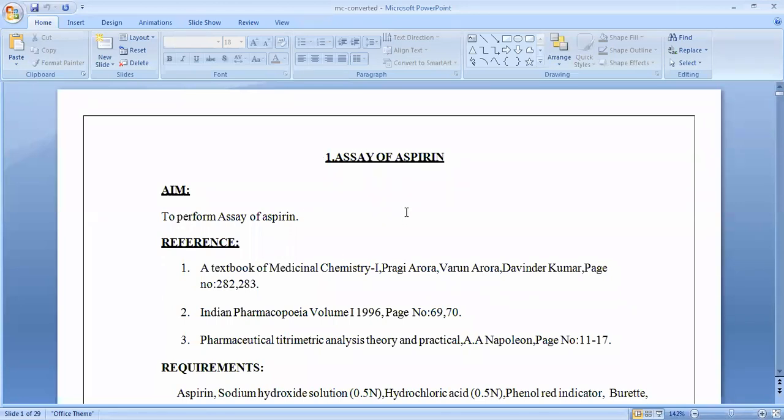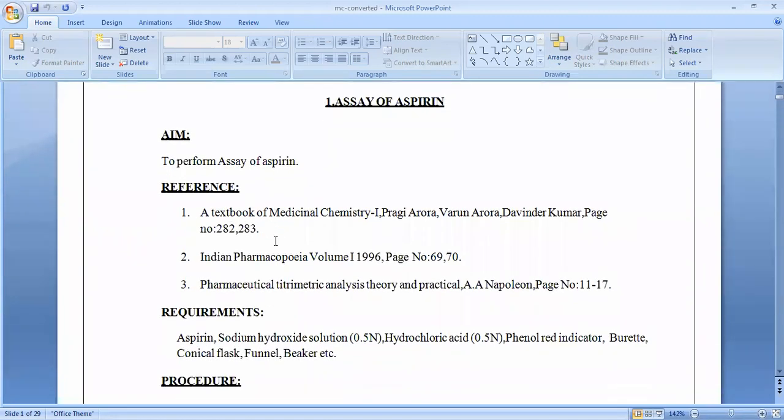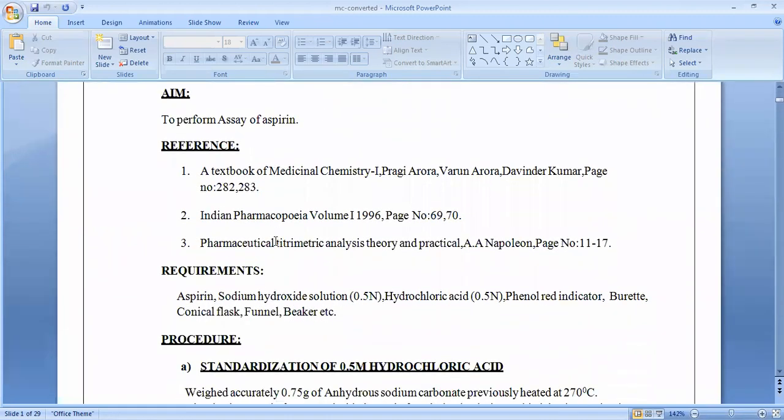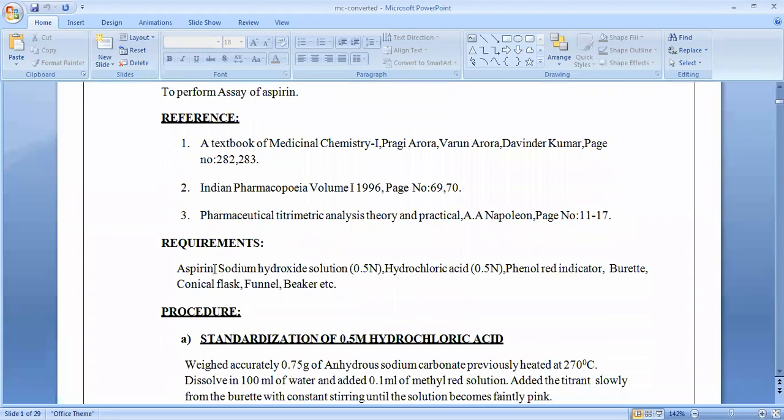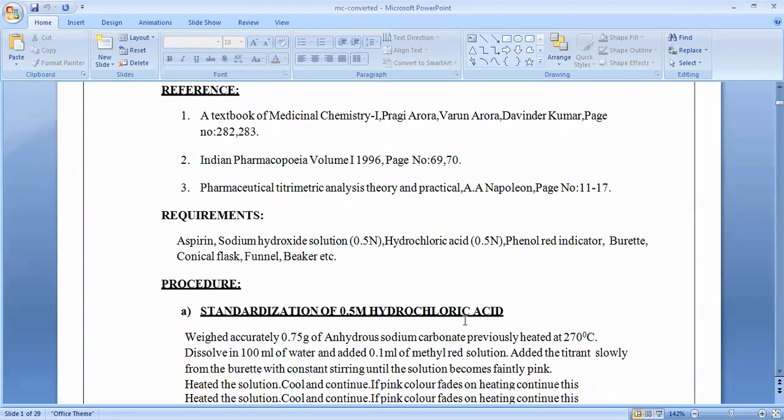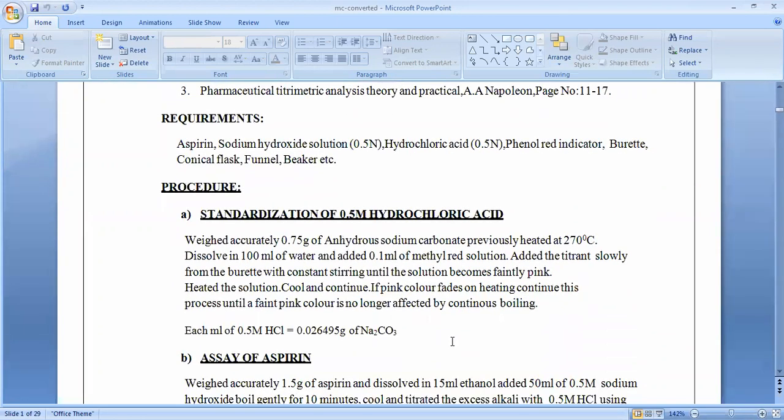From that, first we will discuss the assay of the aspirin drug molecule. So the assay of aspirin requires aspirin as a drug molecule, then sodium hydroxide solution 0.5 normal, hydrochloric acid 0.5 normal, phenol red solution and butyrate.